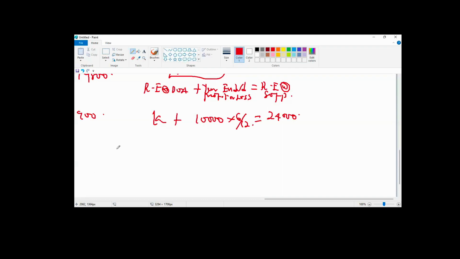So I will now consolidate. I will now get K plus 5,000 equals 24,000. K will now equal 24,000 minus 5,000. What is our K, the retained earnings at the date of acquisition? What is K? 24 minus 5, that is 19,000.